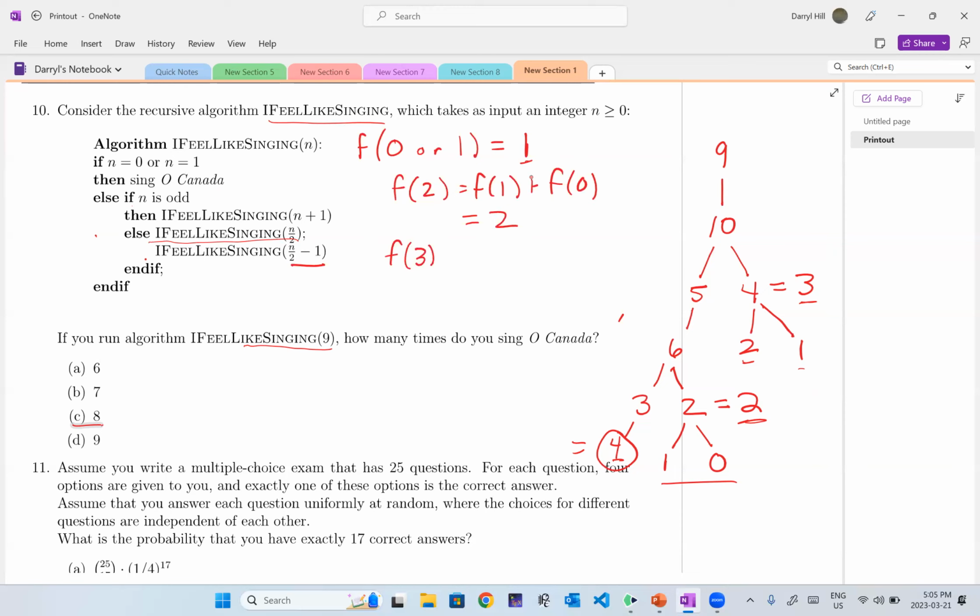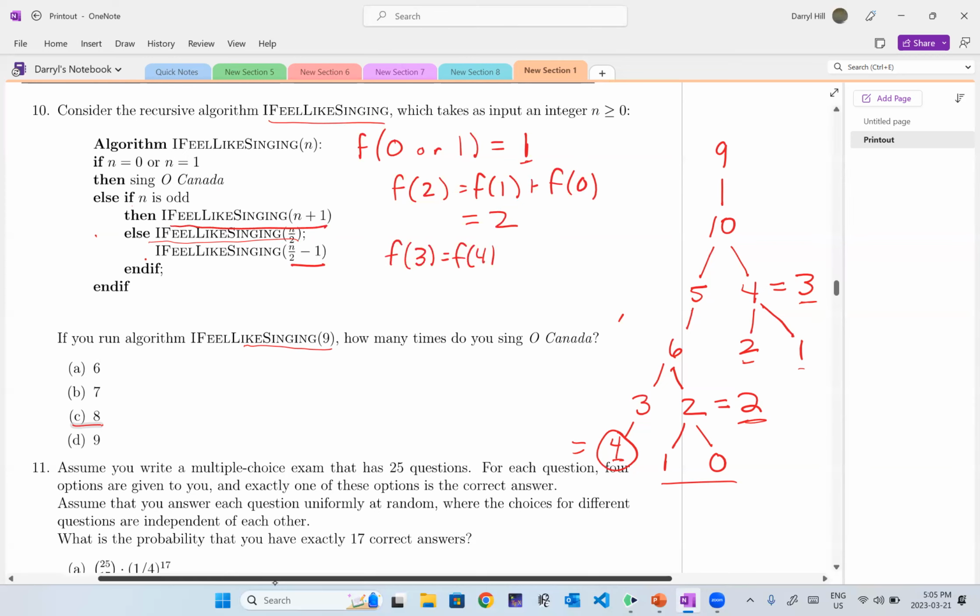F3, well, that's really just equal to F4, right? So F3 is odd, so I add 1 to here, and then F4 calls F2 plus F1. I single count twice in this call to F2, and I single count once in the call to F1, so that's 3. So F3 is equal to F4. What I end up with is this pattern.